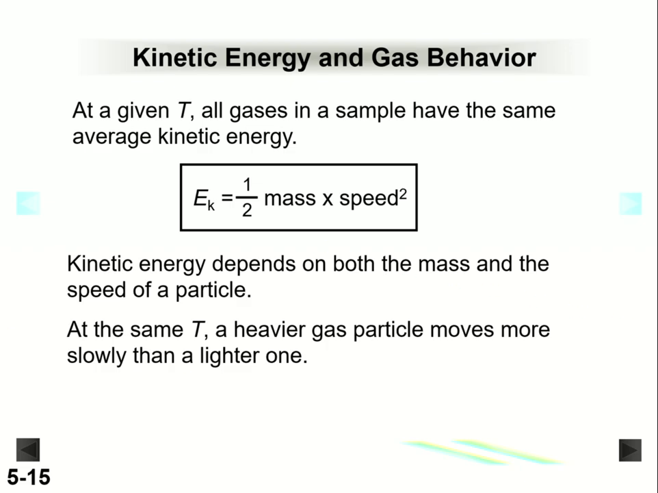And the energy is equal to 1/2 the mass of the molecule times its speed squared. So we see the kinetic energy depends both on the mass and the speed of the particle. That's the basic expression, Newton's relation for kinetic energy. Kinetic energy is 1/2 mv squared. So at the same temperature, a heavier gas particle is going to move more slowly than the light particles.